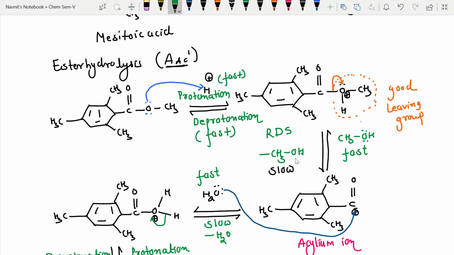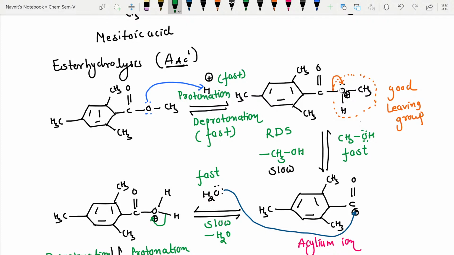Okay. So what happened in the first step? Whenever we add acid during the reaction, the first step is always protonation. So first this oxygen gets protonated, because this oxygen contains two lone pairs. One of the lone pairs gets protonated and gives the protonated ester. So the forward step is a protonation, but the backward step is a deprotonation. And protonation and deprotonation steps are always fast.